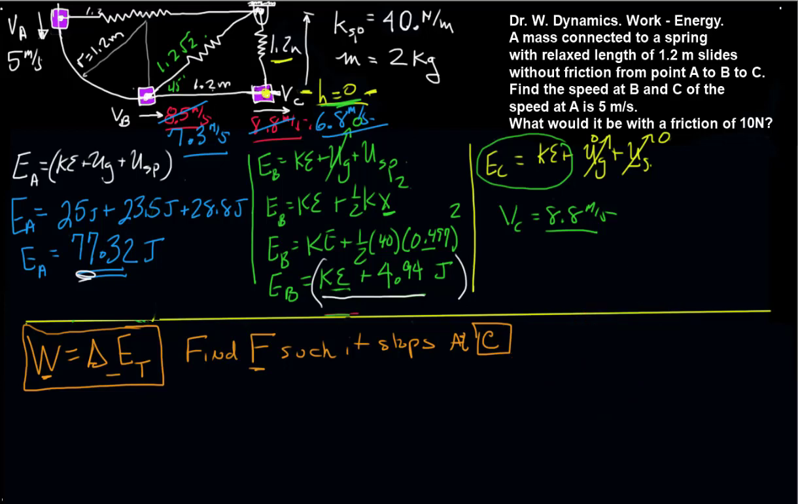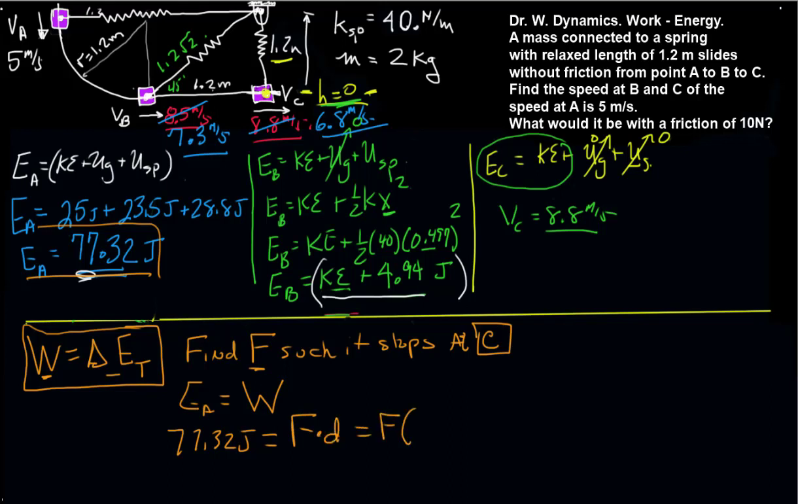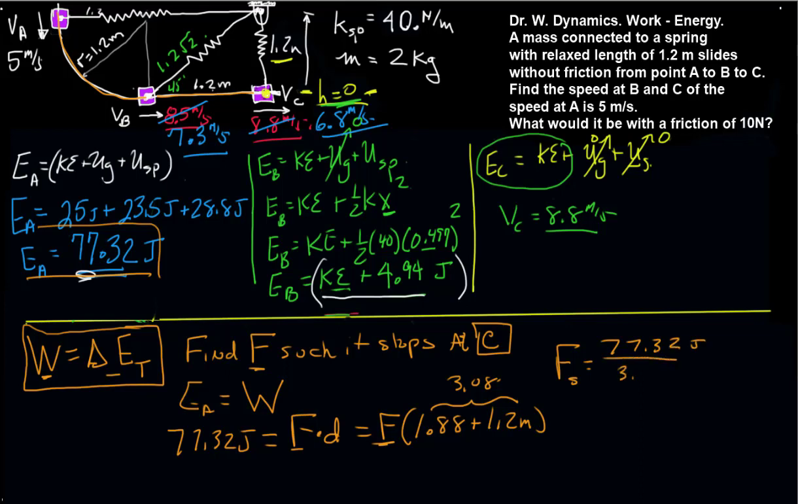So the energy at A, which is the starting energy for this system, would have to be used entirely by the work done by the force. So we have 77.32 joules, and that'd be force times distance. And the distance traveled would be the distance along this curve, 1.88 meters, plus the 1.2 meters along the horizontal, which gives us a grand total of 3.08. Therefore, the force here to stop it will be 77.32 joules divided by 3.08 meters, and we'll get 25 newtons from that. So if we had a 25 Newton drag force acting on it all the way down this ramp, it would slow it down and eventually stop it at this point.